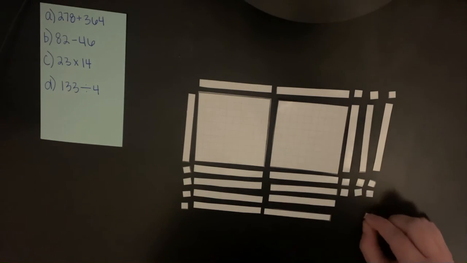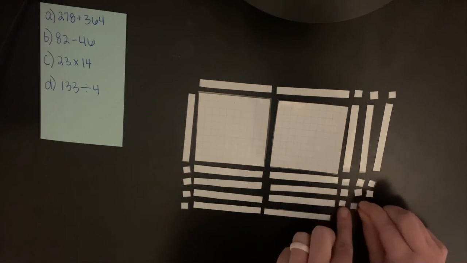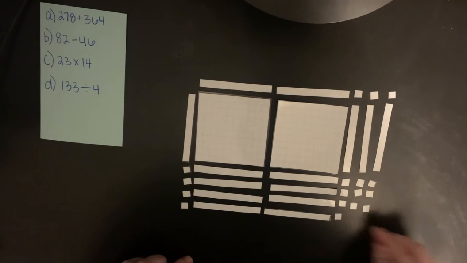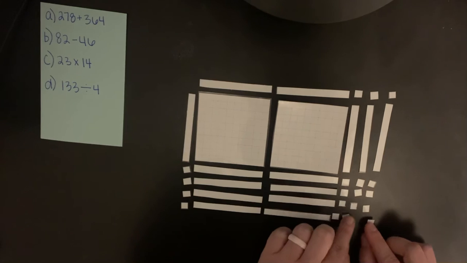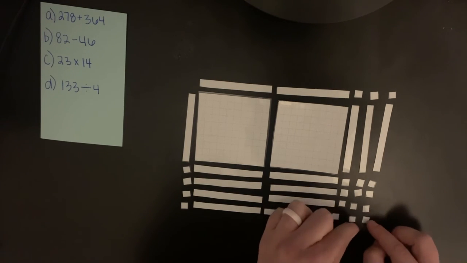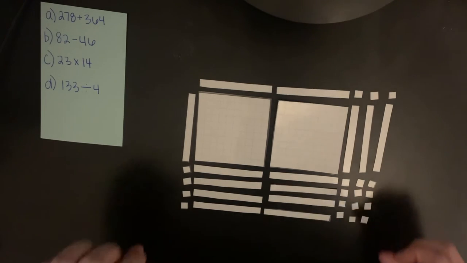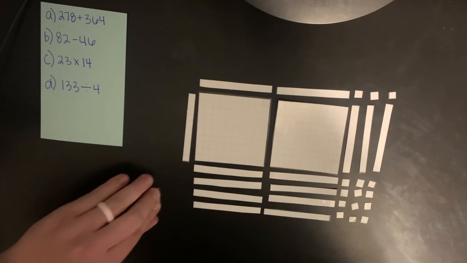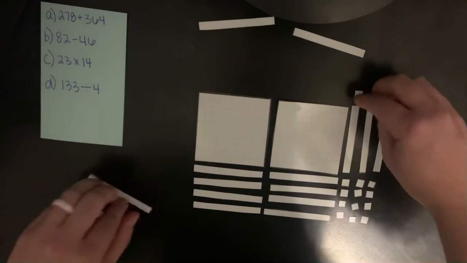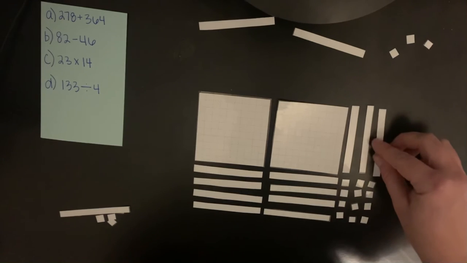Hopefully, your base 10 blocks don't stick together as badly as mine do. All right, now to get the product of our multiplication problem, all you have to do now is remove your factors. So we'll set those aside. And then you just add up what you have left here.